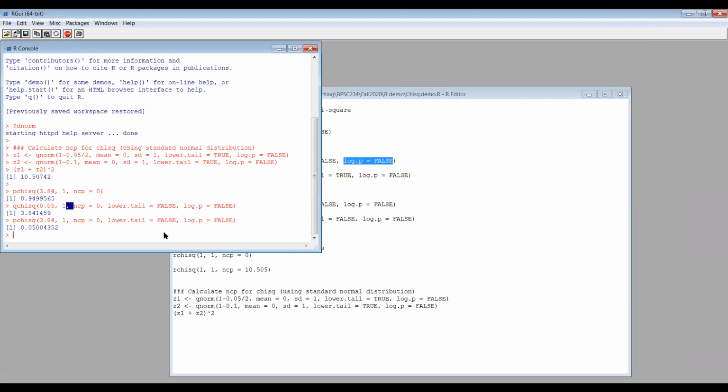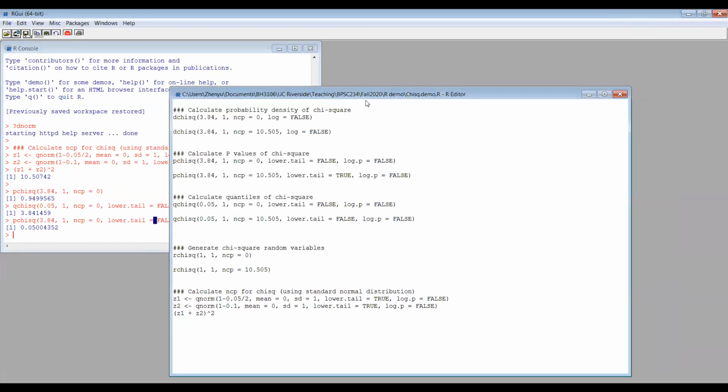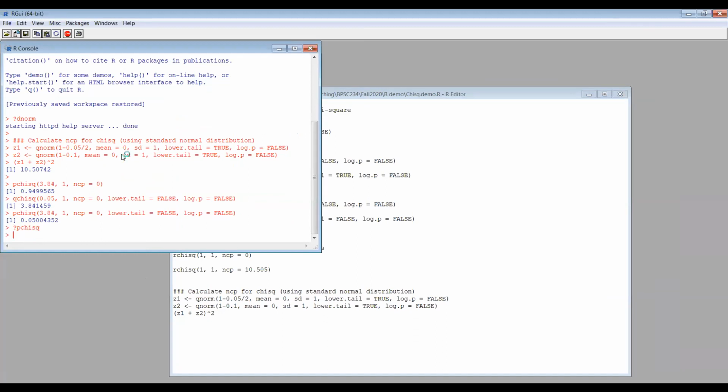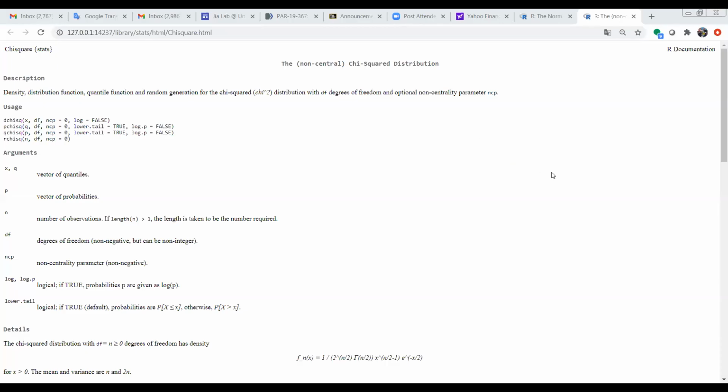Oops, geez. Oh, what happened to my screen? P chi-square. All right, let me stop here and show you this. Can you see my screen?